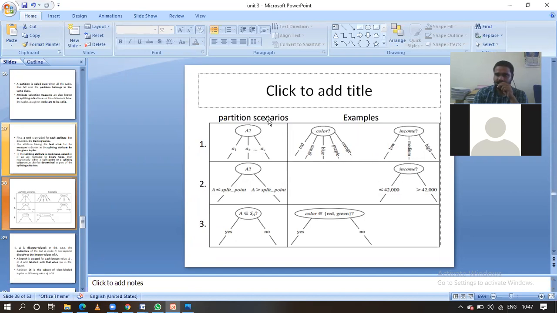While selecting the attribute for splitting, these are the different partition scenarios. The split point means numerical values will be there, and based on that numerical value we are going to split: income less than 42,000 and income greater than 42,000. These are the two groups. And the colors, like red, green, blue, and income, low, medium or high. Write down this diagram of partitioning scenarios related to attribute selection methods.